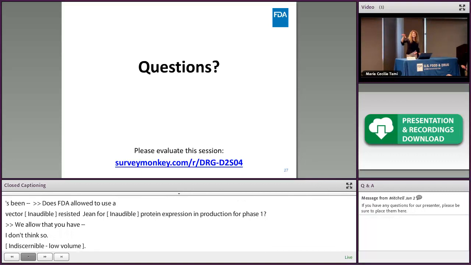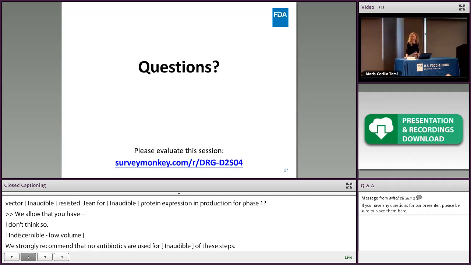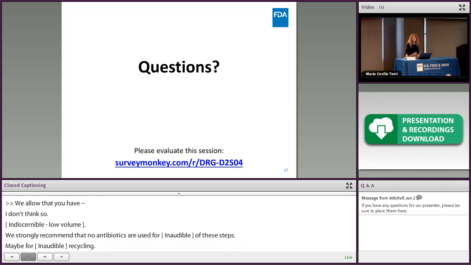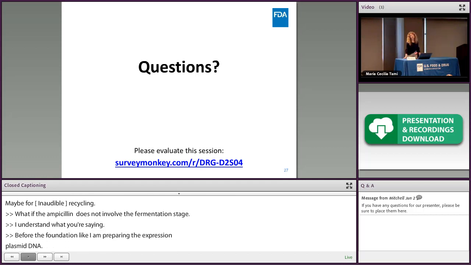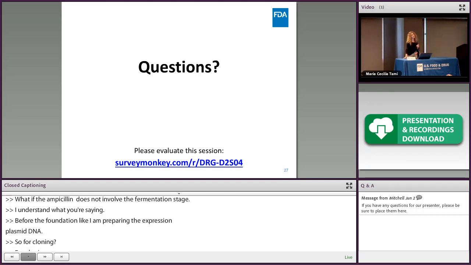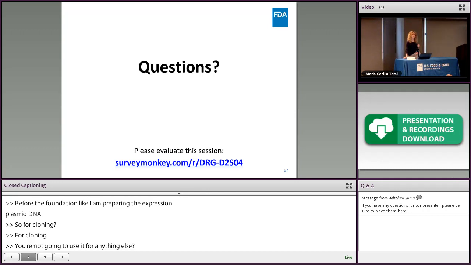Maybe in the early stages, but those are maybe for tetracycline. What if the ampicillin is not involved in the fermentation stage? I understand what you're saying. Before the fermentation, I'm preparing the expression plasmid DNA, just for cloning. For those, you're not going to use it for anything else? No. I think that could be appropriate, but I can come back to you because I know that ampicillin is not an antibiotic that we would like, but it's in the cloning vector. I don't think that is an issue.